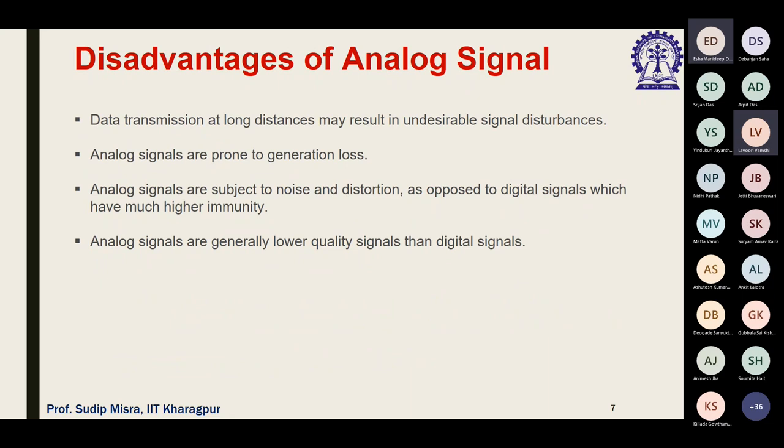Disadvantages of analog signals: data transmission over long distances may result in undesirable signal disturbances because there is attenuation. Attenuation means the signal strength reduces. So analog signals are not very advantageous in that sense. Analog signals are prone to generation loss, and are subject to noise and distortion. They are generally of lower quality compared to their digital counterparts. So these are some of the disadvantages.